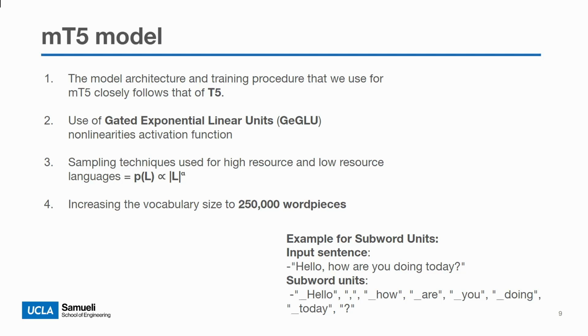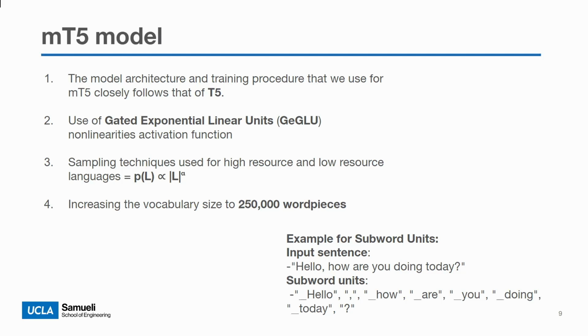Another important aspect in MT5 is the sampling technique used for high resource and low resource languages. It is performed during training to balance the amount of data seen for each language. Specifically, the sampling probability is inversely proportional to the square root of the number of available examples for a language. For high resource languages with many examples, the sampling strategy results in a reduction of the number of examples used during training, which can help prevent overfitting and improve model generalization. For low resource languages with fewer examples, the sampling strategy results in an increase in the number of examples used during training, which can improve performance on these languages by providing more training data.